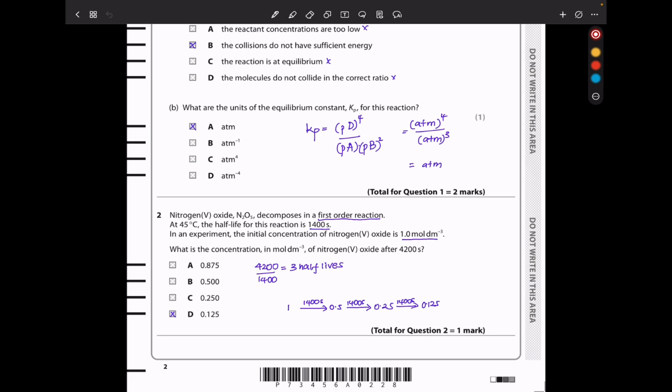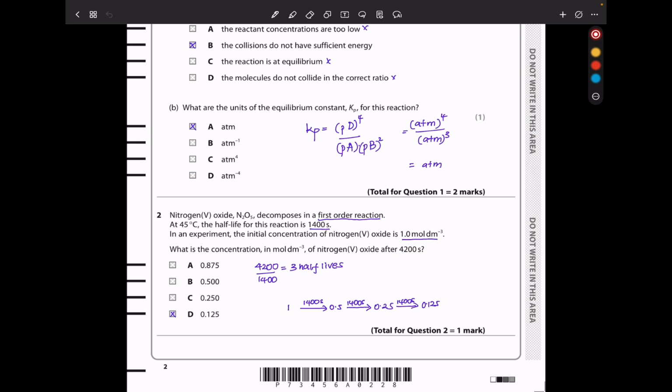In question 2, nitrogen pentoxide decomposes in a first order reaction. At 45 degrees Celsius, the half-life for this reaction is 1400 seconds. In an experiment, the initial concentration of nitrogen pentoxide is 1 mole per decimeter cubed. What is the concentration in mole per decimeter cubed of nitrogen pentoxide after 4200 seconds?